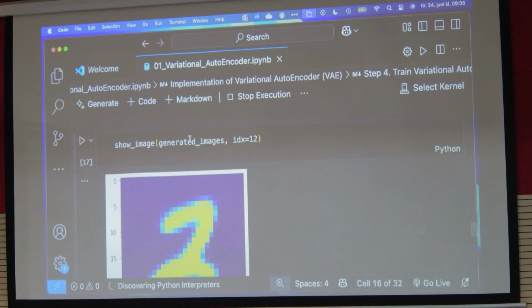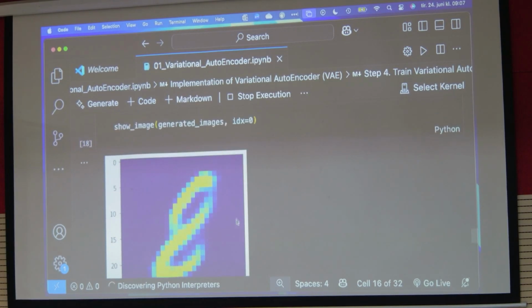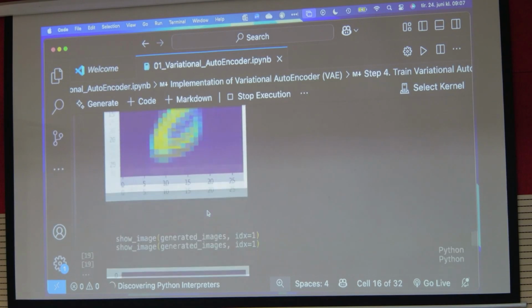So it is able to generate the images for index number 12. Index number 12 is nothing but 10 samples per class, and you end up with the digit 2 for one sample, and then for another sample you get 8, and so on.